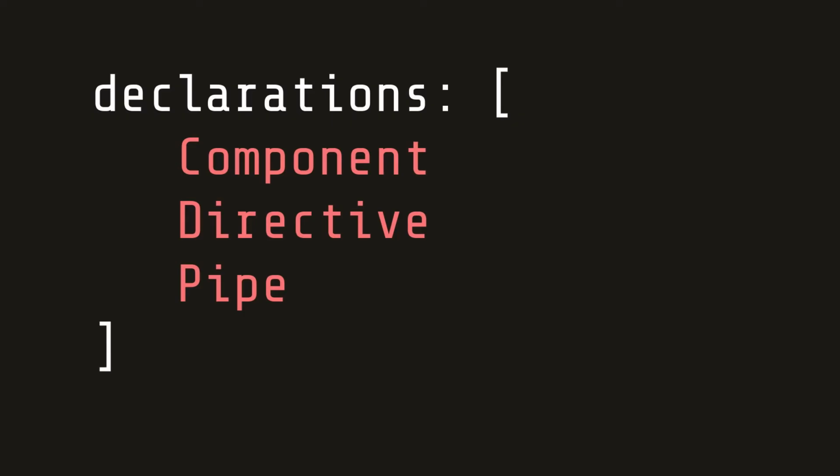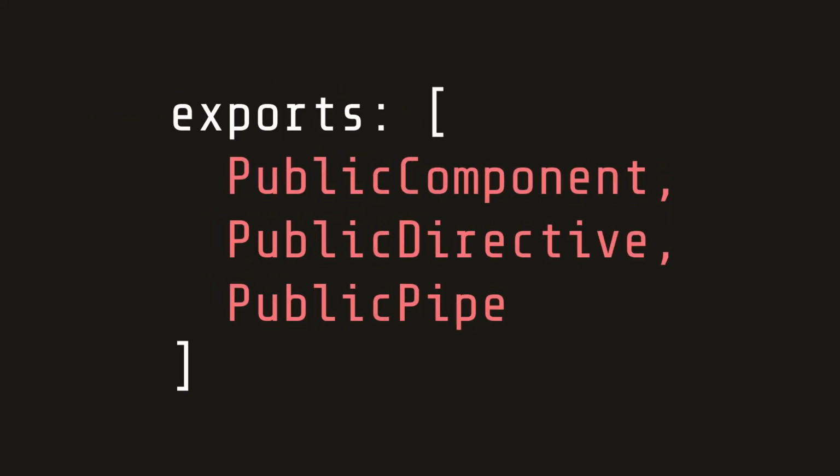First, we have declarations, which is where you would put any component, directive, or pipe, and then it'll be privately available to that module. If you want it to be publicly available to other modules, then you'll need to add it to the exports section. This concept is similar to public and private functions in object-oriented programming.